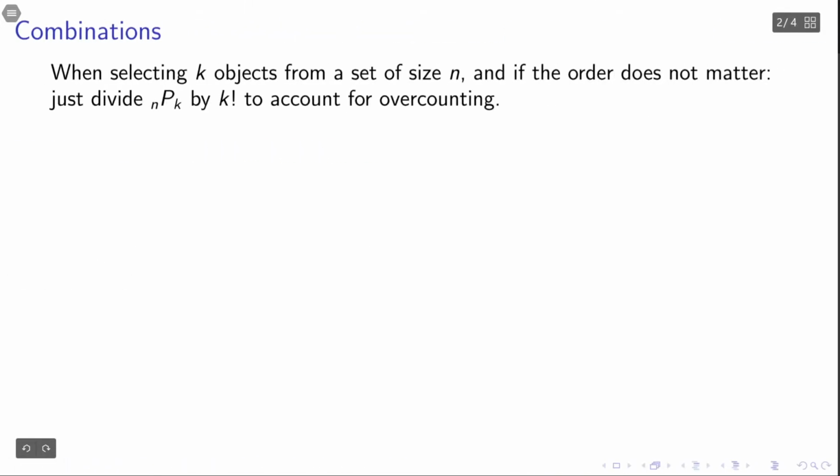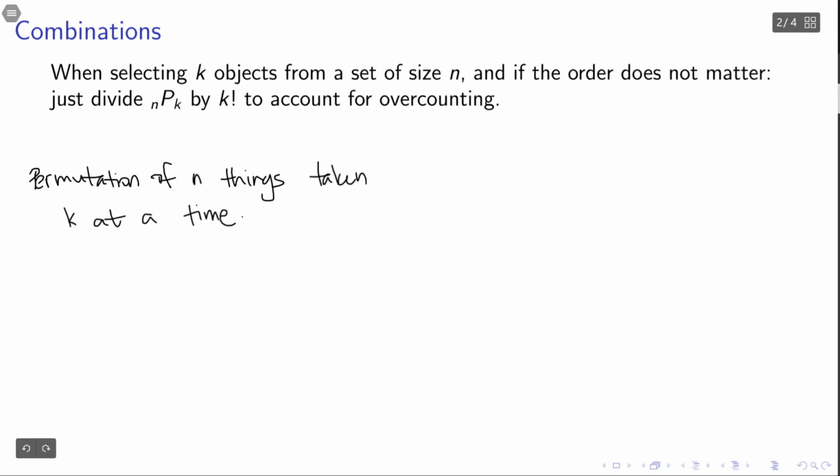Okay, so in this video, we'll be talking about combinations. And before that, let's review what permutations are first. Recall that when we take a permutation of n things, taken k at a time.